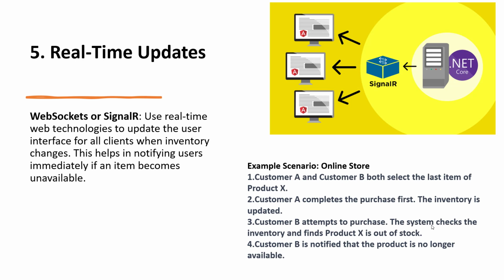Real-time updates can also be implemented in a shopping cart by using web sockets or SignalR. Use real-time web technologies to update the user interface for all clients when inventory changes. This helps in notifying the user immediately if an item becomes unavailable. Example scenario: in an online store, customer A and customer B both select the last item of product X. Customer A completes the purchase first, and the inventory is updated. Customer B attempts to purchase, the system checks the inventory and finds product X is out of stock. Customer B is notified that the product is no longer available.